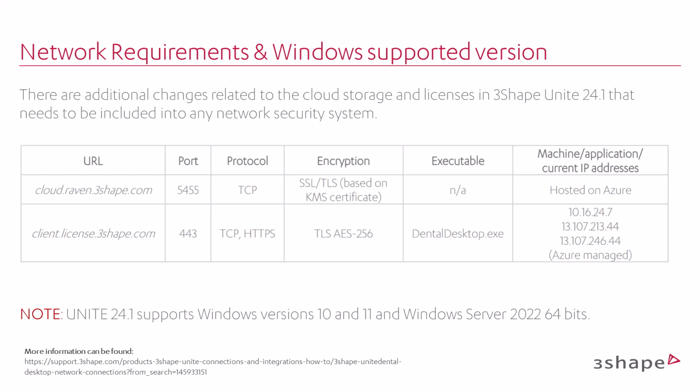We have updated our network connection requirement list for 3Shape Unite 24.1 to include additional exceptions related to cloud storage and cloud licenses. These exceptions are essential components and should be incorporated into any network security system. These two exceptions complement the full list of network requirements for connections, which can be found in our Help Center. For more information, please refer to the link.